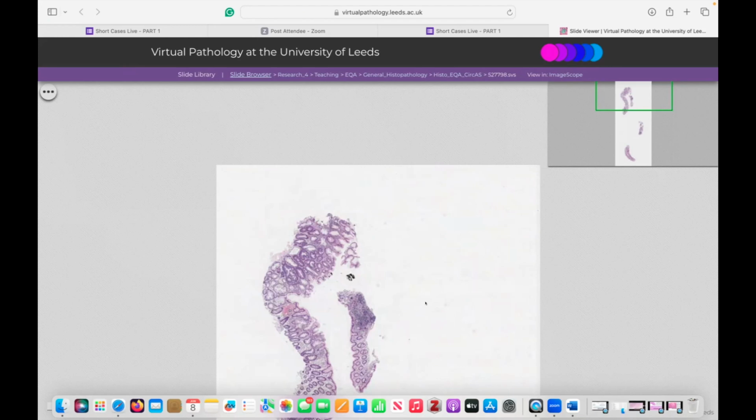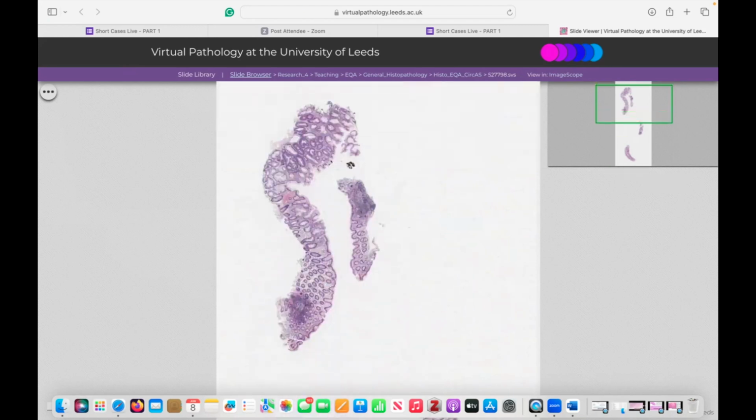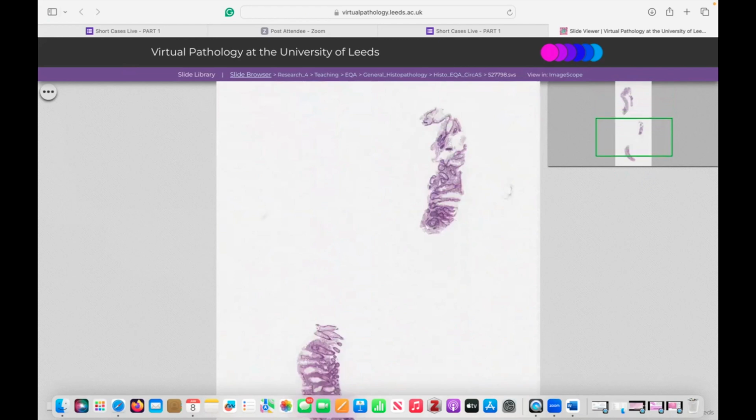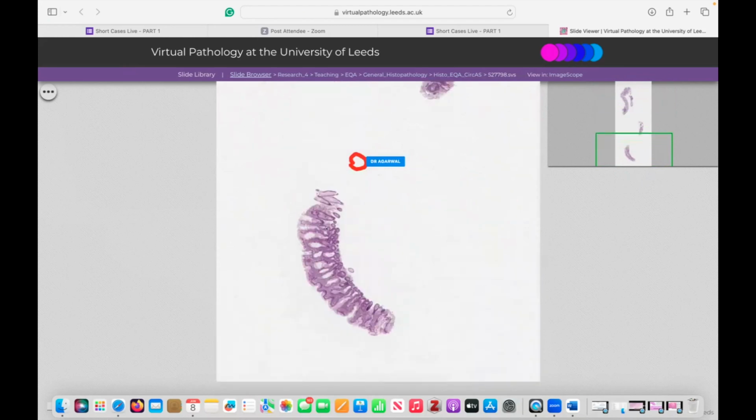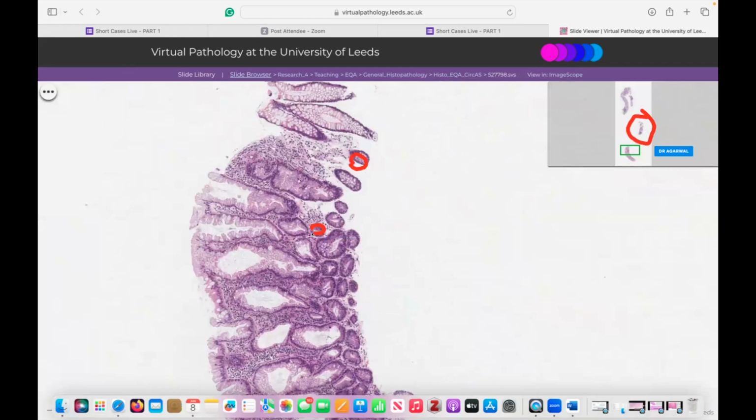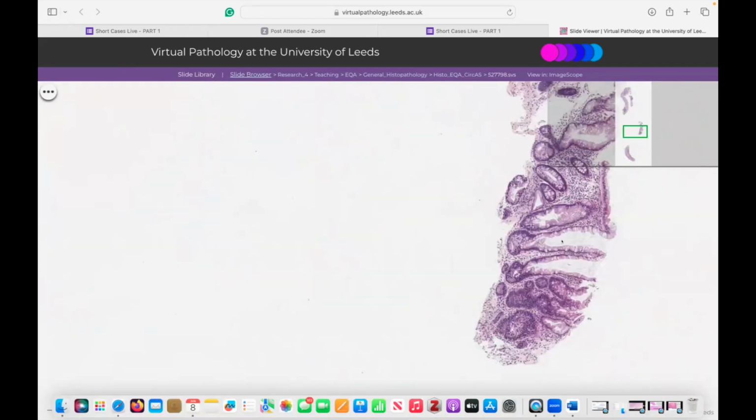If you look at this fragment, go to this fragment. See this boot shaped lumen. Go to the second fragment here. See this boot shaped. So then this is a sessile serrated lesion. We no longer use sessile serrated adenoma. Sessile serrated adenoma is outdated and it is no longer used.